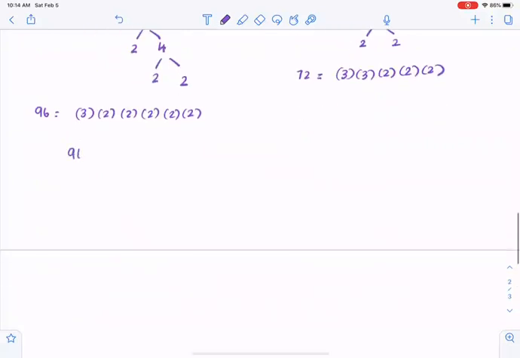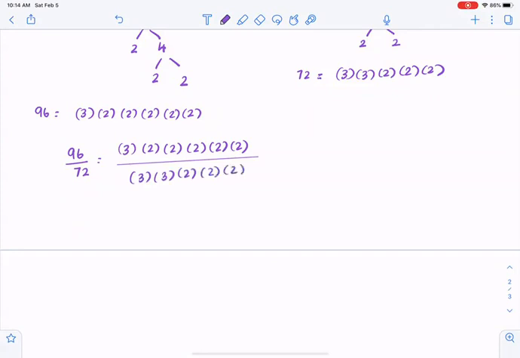which would mean 96 over 72 would be 3 times 2 times 2 times 2 times 2 times 2, divided by 3, 3, 2, 2, 2. Get rid of common terms. That is the best we could do. So I have 4 over 3 because numerator is 2 times 2, denominator is 3. I know what the mixed fraction is going to be, but I'll show you how we can do this.